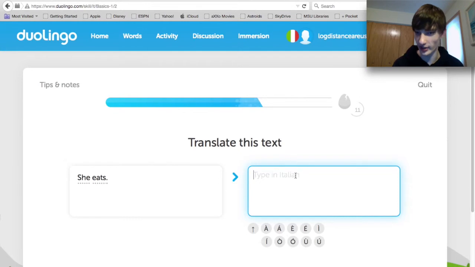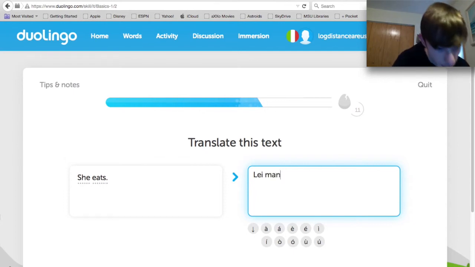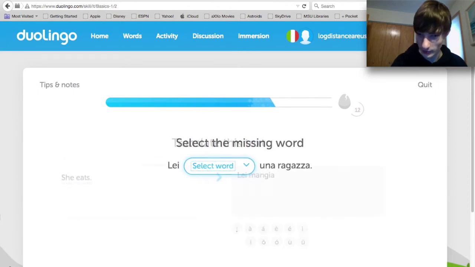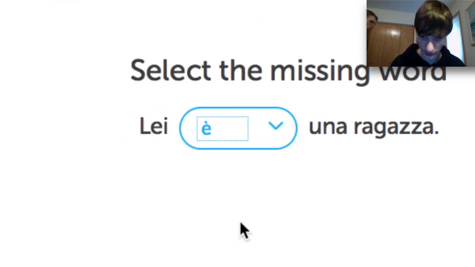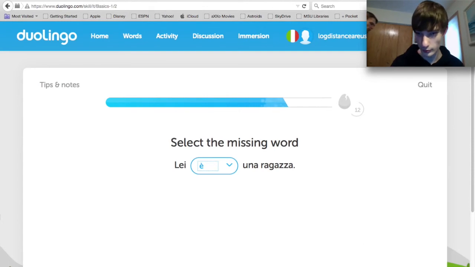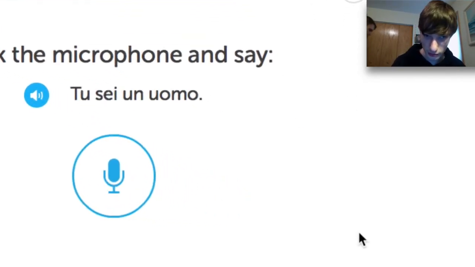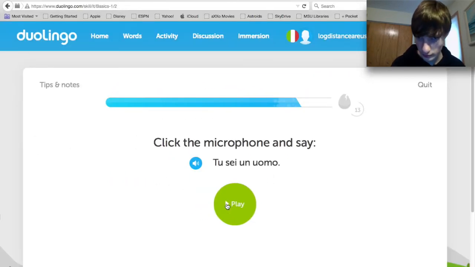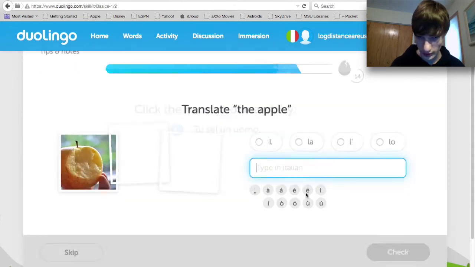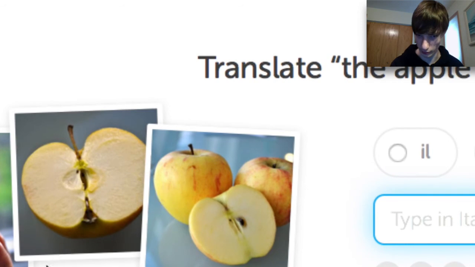She eats. Oh God, I have to write in Italian this time. Lei mangia. I get it. I'm almost done here, I think. It's like a missing word. Lei è una ragazza. There's that one. Tu sei un uomo. Okay. There's a couple more. Now I'm going to translate the apple.